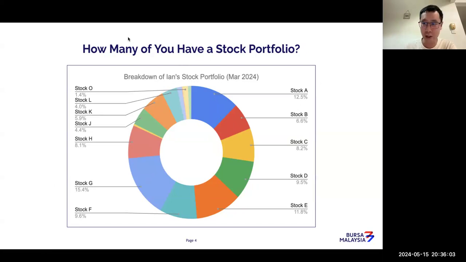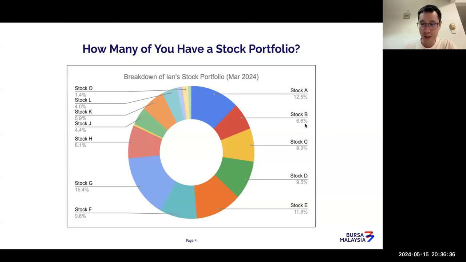Now, guys, I just want you to do one thing for yourself and for us, just to participate. Type in the chat box. I just want to get to know you a little bit better. How many of you here have a portfolio? Type yes if you have already invested and have a portfolio. If you haven't started investing, just type no.